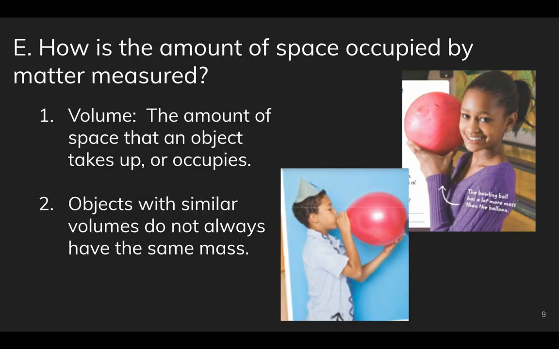How is the amount of space occupied by matter measured? Well, this is what we call volume, and volume is the amount of space that an object takes up or occupies. And objects with similar volumes do not always have the same mass. You can see in the pictures it's showing the balloon and the bowling ball. Now we know that a balloon is much lighter than a bowling ball because it doesn't have the same amount of matter in it. Same thing when we go back to the golf ball and the ping pong ball, right? Even though they have the same volume, they do not have the same mass.